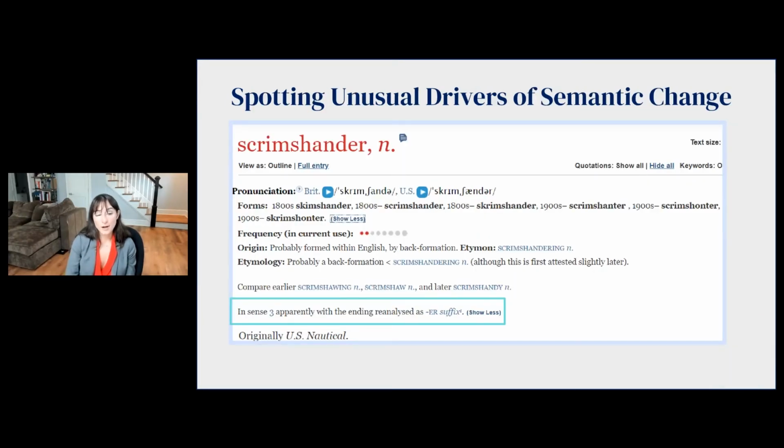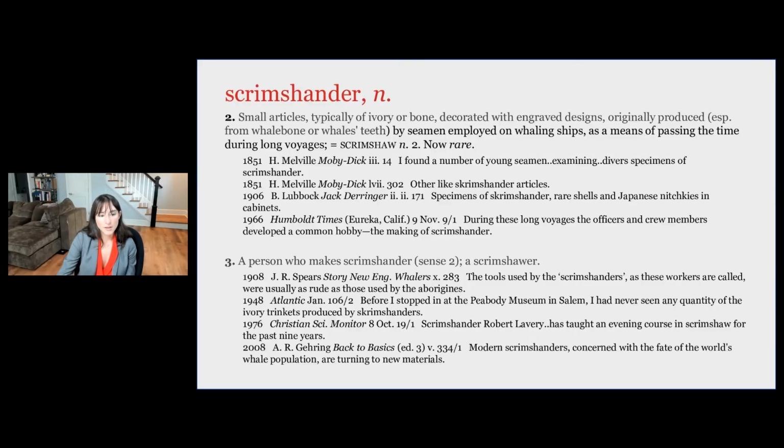Within the causative metonymization sample, there's at least one interesting entry worth noting, particularly in light of understanding the particular challenges of using OED data. Scrimshander: I'm going to move forward just so we can go to the definition and then come back. Small articles, typically of ivory or bone, decorated with engraved designs. That's the origin sense. The sense from the sample is a person who makes scrimshaw, as it specifies in sense 2.